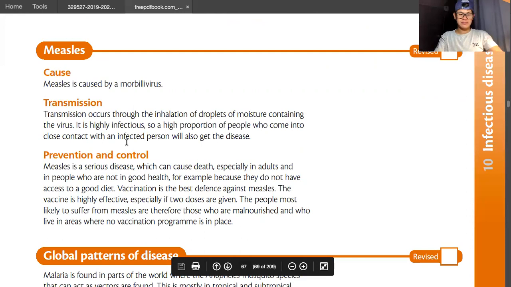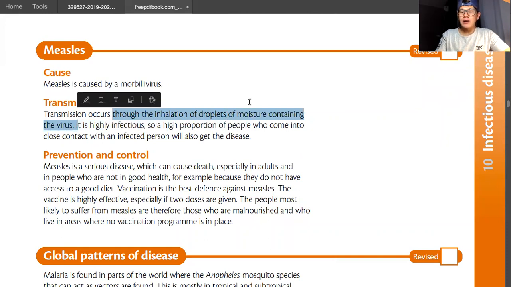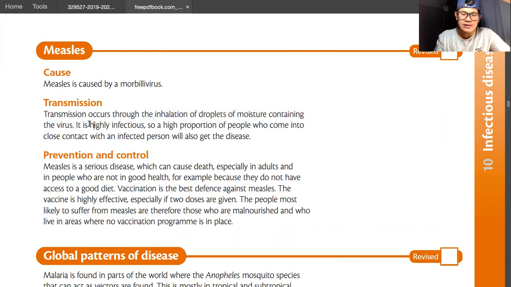And the last infectious disease that we're going to discuss is measles. Okay, measles again is caused by a virus, and this time, what's the type of the virus? It's what we call Morbillivirus, and quite similar to smallpox as well. They are transmitted through the inhalation of droplets of moisture containing the virus. Okay, so it's the same, through the air, through moisture, when speaking or with symptoms. And the thing is, this is highly infectious.